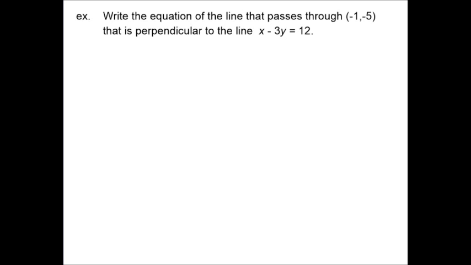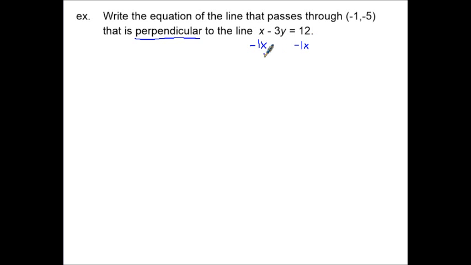Okay, hopefully you're feeling kind of good about things right now. So kind of worst case scenario here, I suppose. Write the equation of the line that passes through negative 1, negative 5. It's perpendicular to x minus 3y equals 12. So worst case scenario, and I'm looking for perpendicular, so I do need to mess with my slope. The other worst case thing here is I don't have my equation in a nice form, so I know what the slope is. So I need to clean him up first.